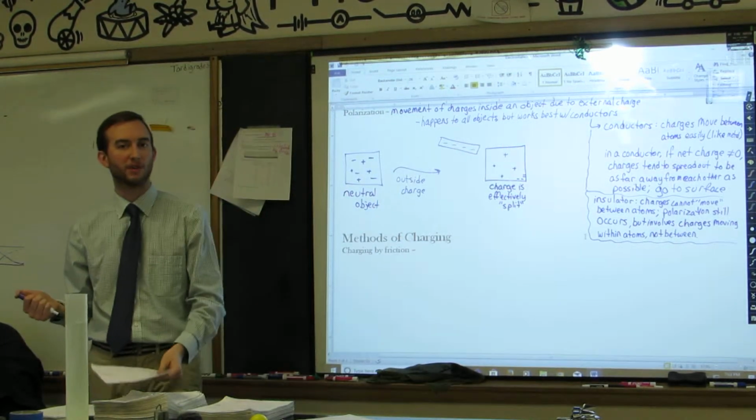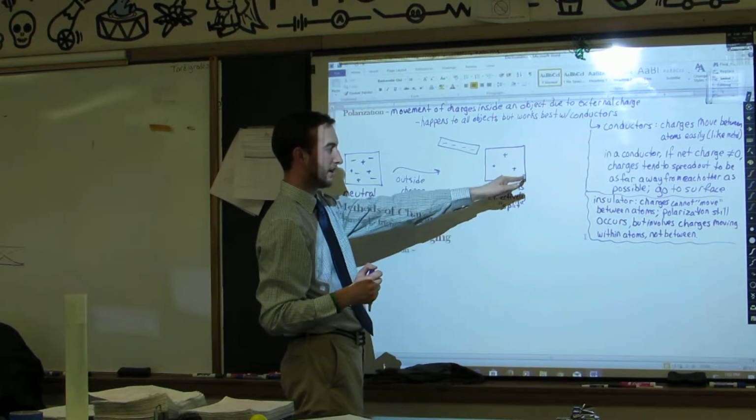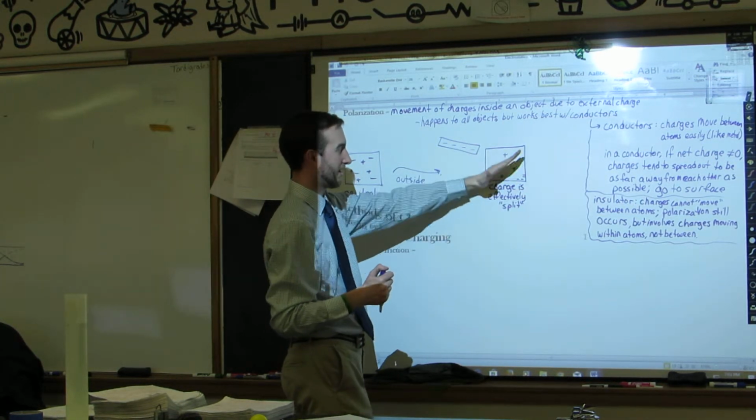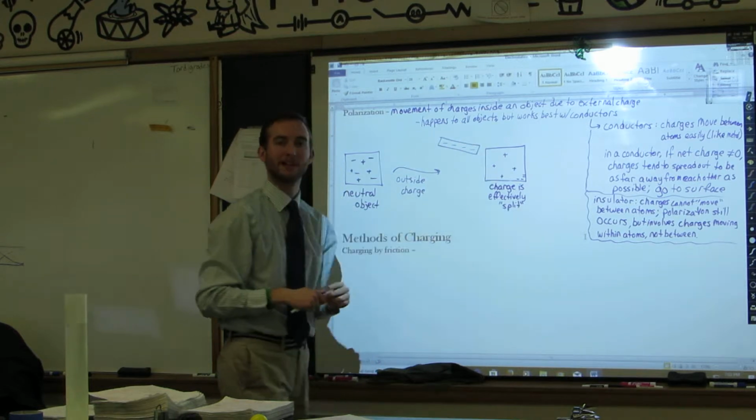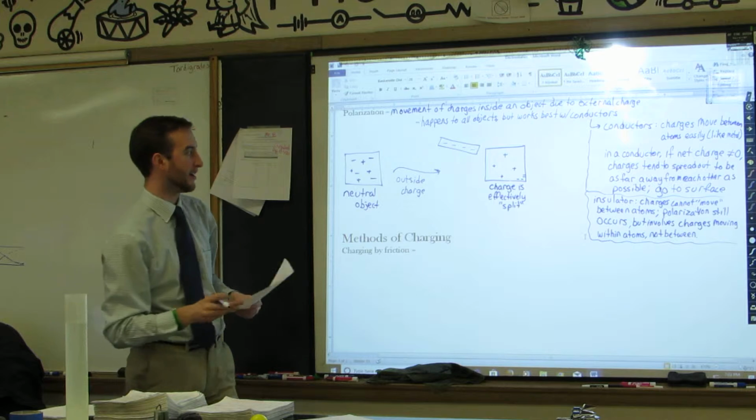How do we know the charge is split? Okay, well, if you look, this lower right-hand corner is where all the negatives are. The rest, kind of the upper left-hand side, is positive. We have taken charge and we have separated it into 2 different areas.